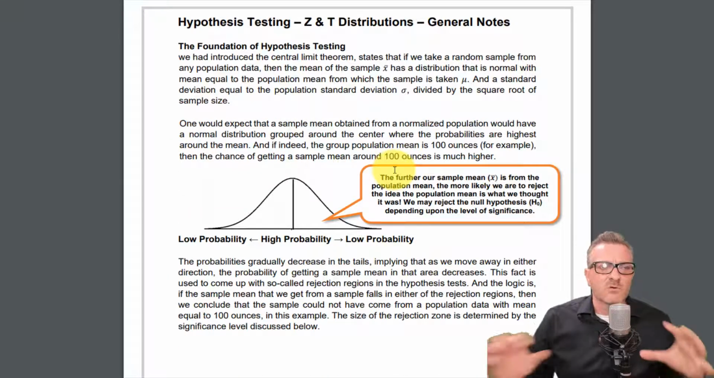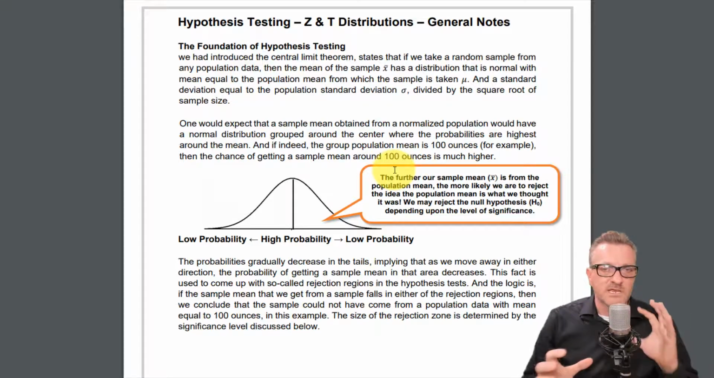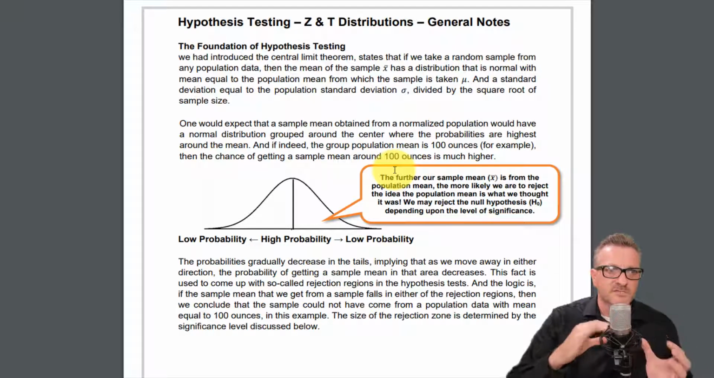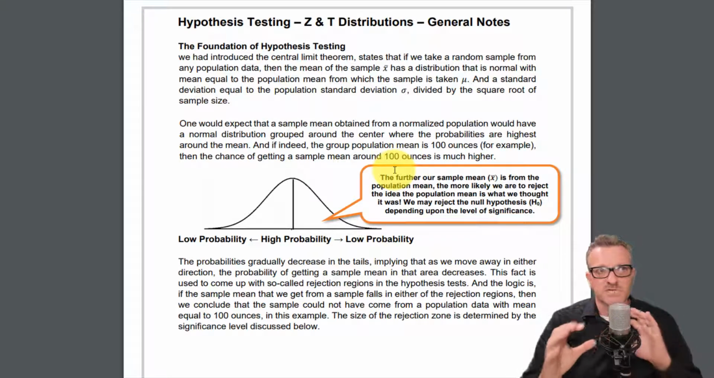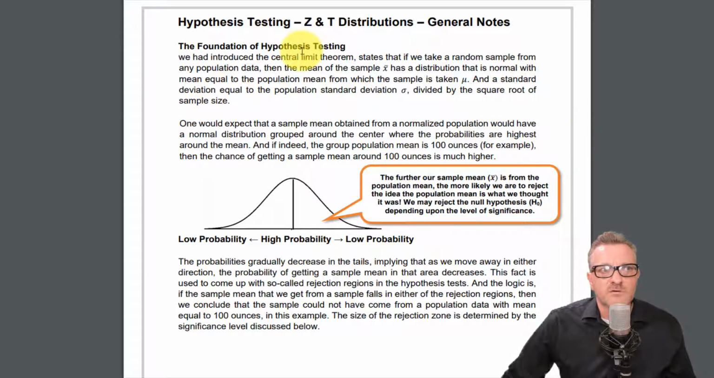Okay, so now we're going back into looking at the decision process and how the distribution works, and we're going to go into rejection zones and things like that. So the foundation of hypothesis testing: we had introduced the central limit theorem in prior videos. This states that if we take a random sample of any population data, then the sample mean X bar has a distribution that is normal with a mean equal to the population mean, mu, from which the sample is taken.